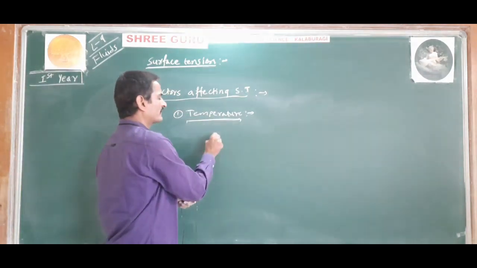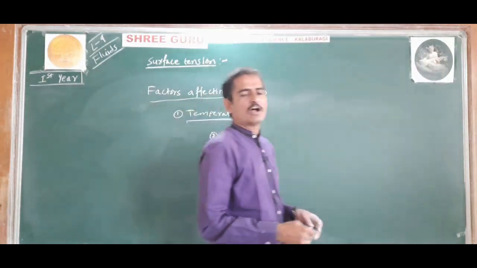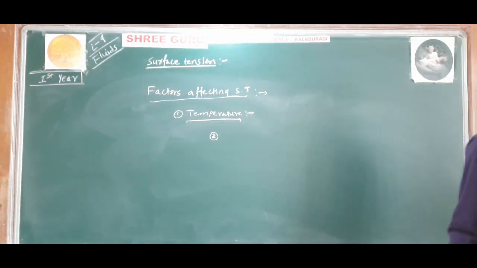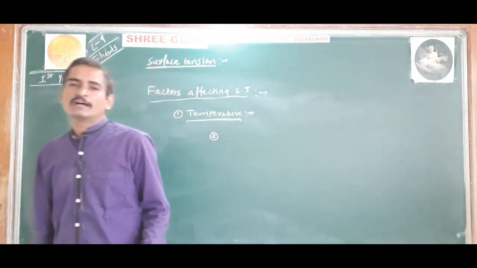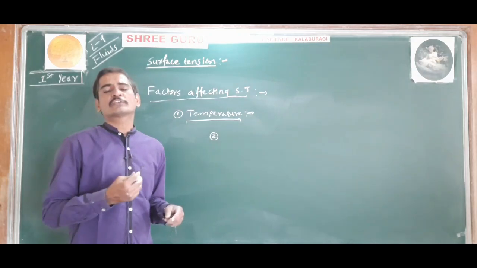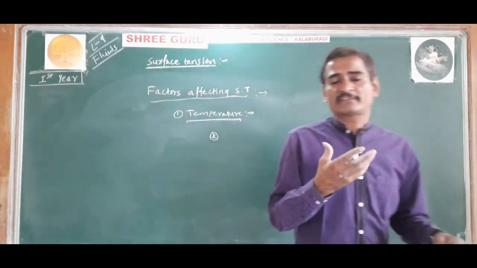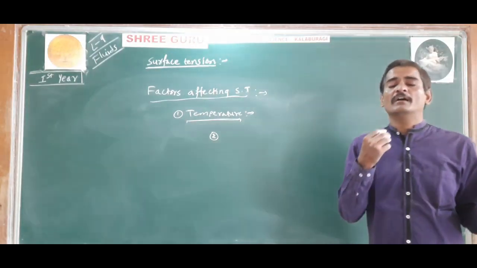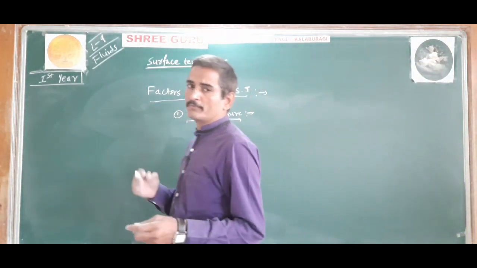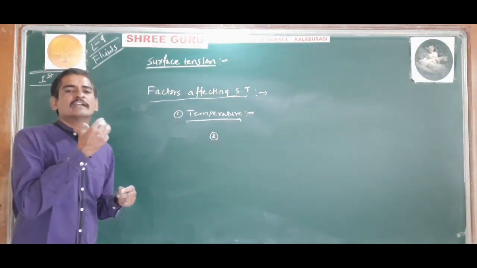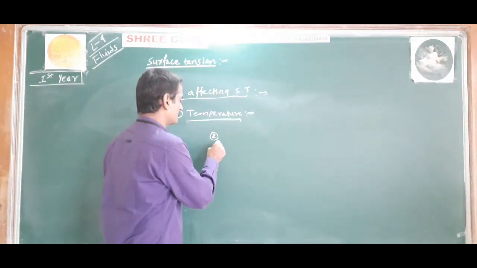On this, there is an example. For example, hot soup tastes better than cold soup, because the surface tension of the hot soup will be less. Hence, the hot soup spreads well and evenly inside the mouth, whereas cold soup will have larger surface tension and it does not spread well inside the mouth. Understood?